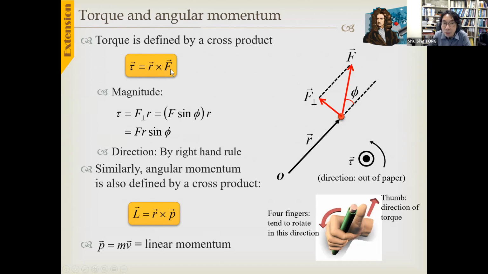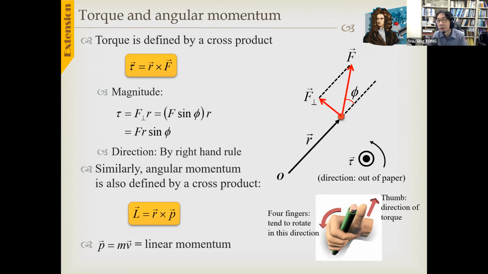I define R cross F as the torque and R cross P as the angular momentum. I just form R with the cross product with the linear counterparts, and I would like to have the angular quantity. R cross the force gives me torque. Cross with the linear quantity gives me the angular quantity. Again, R cross the linear momentum gives me the angular momentum.